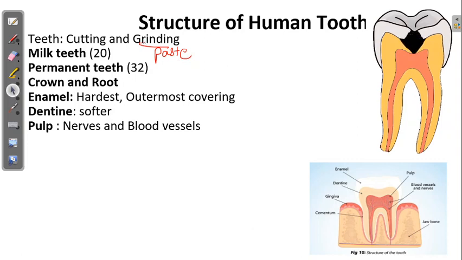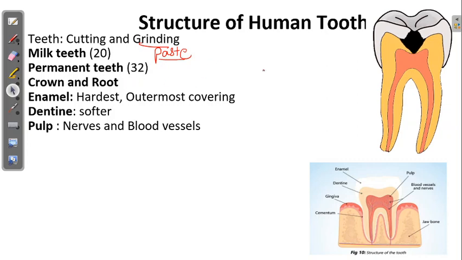So why are you doing so? Why are you grinding or chewing it? So that it forms a paste. Okay, it is said that in our childhood we have only 20 teeth that are known as milk teeth, and as we become adults we have 32 teeth which are known as permanent teeth.